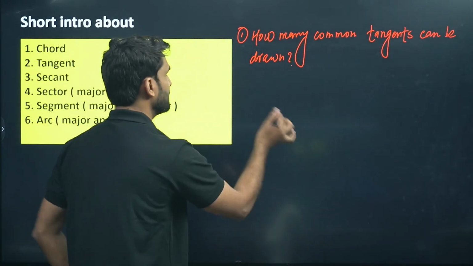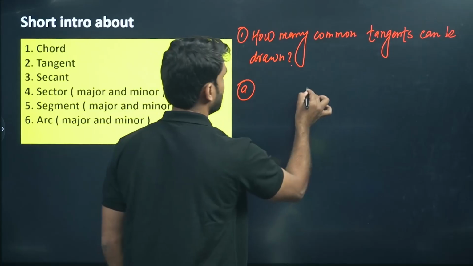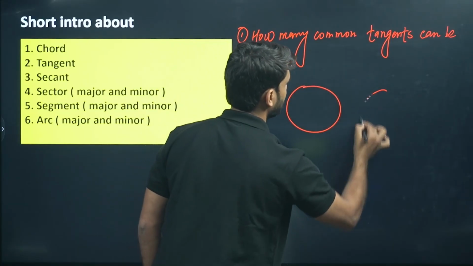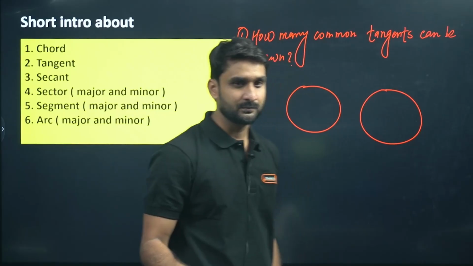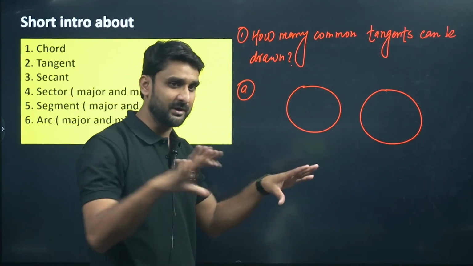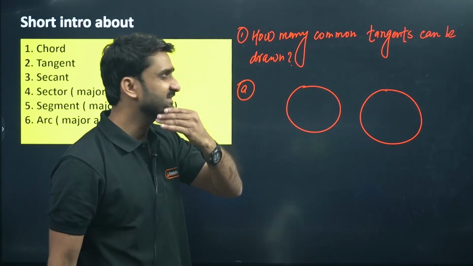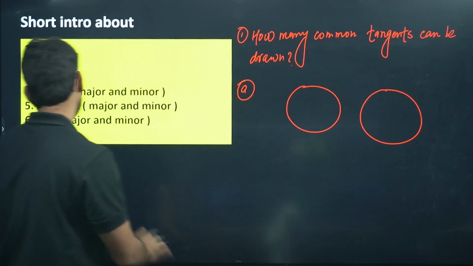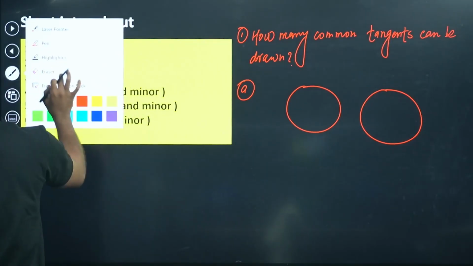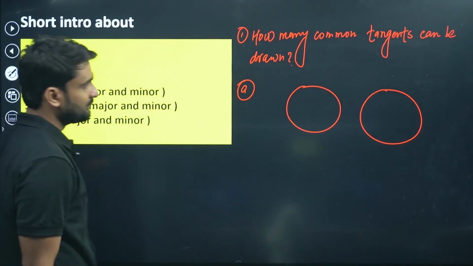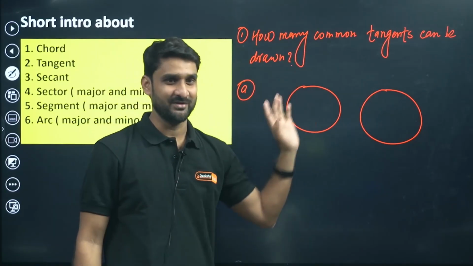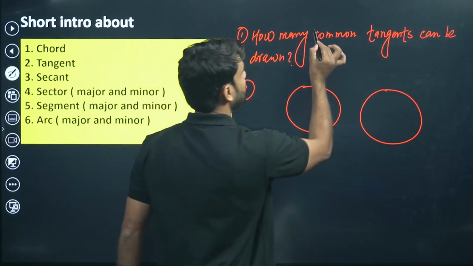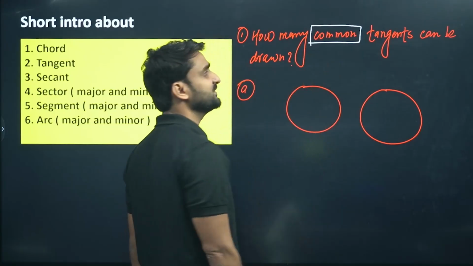So question number one is, there are 2 circles and both are separated. They are not intersecting, they are not touching, they are separated. So how many common tangents can be drawn? Just give me the answer. Take your time. Look at the question, there is the word common. How many common tangents can be drawn?